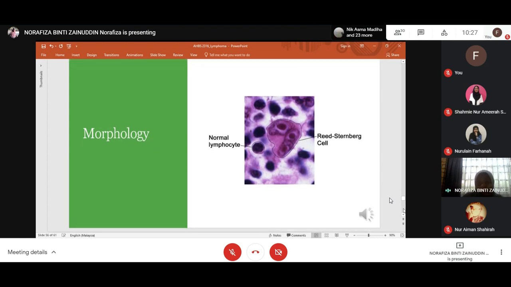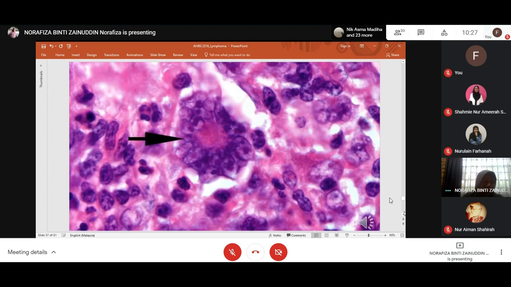Okay, we move on to morphology. Next, morphology. So this is the nodular sclerosis type of HL. The Reed-Sternberg cells here can take many forms, including mononucleated and also multinucleated forms. So this one is multinucleated Reed-Sternberg cells with many nuclei containing distinct nucleoli. Maknanya boleh nampak dia punya nuclei. Banyak nukleus. Right?